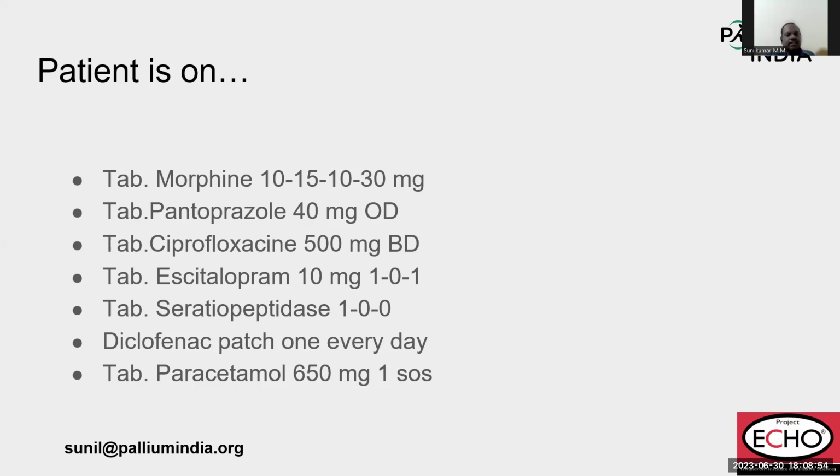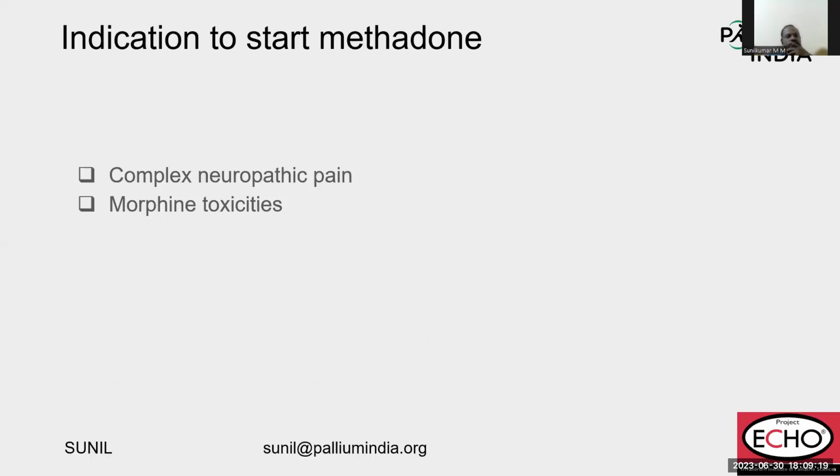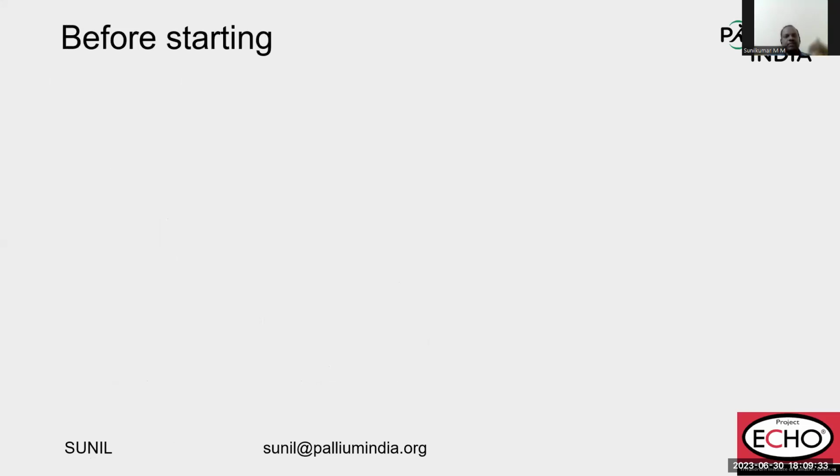Okay, I can see there are two comments in the chat. One is by Dr. Arora: one indication is neuropathic pain. And Dr. Burnama says morphine toxicity and complex neuropathic pain. Yeah, you are right. And you can also say it is probably refractory to opioids. So complex neuropathic pain, morphine toxicities, and not responding to other opioids. This patient was on tramadol previously, then we gave him morphine, and it's not responding. So these are the three indications to start the patient on methadone.